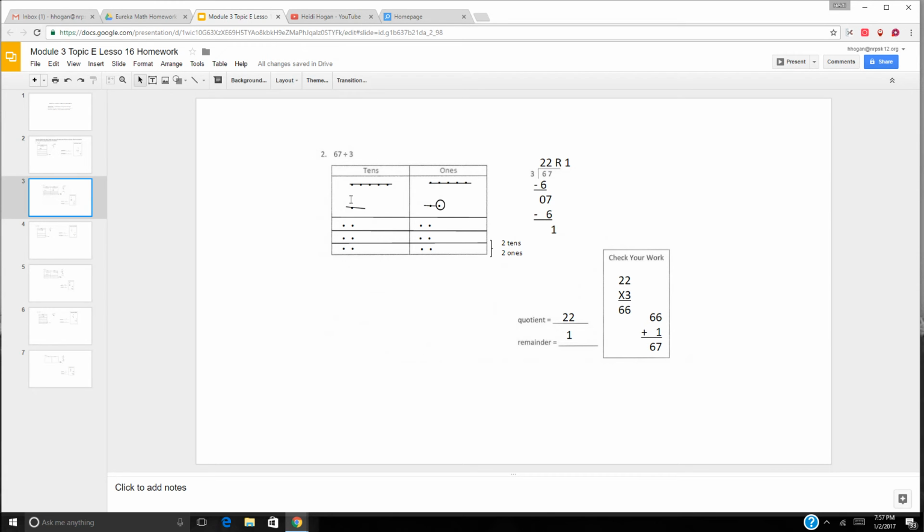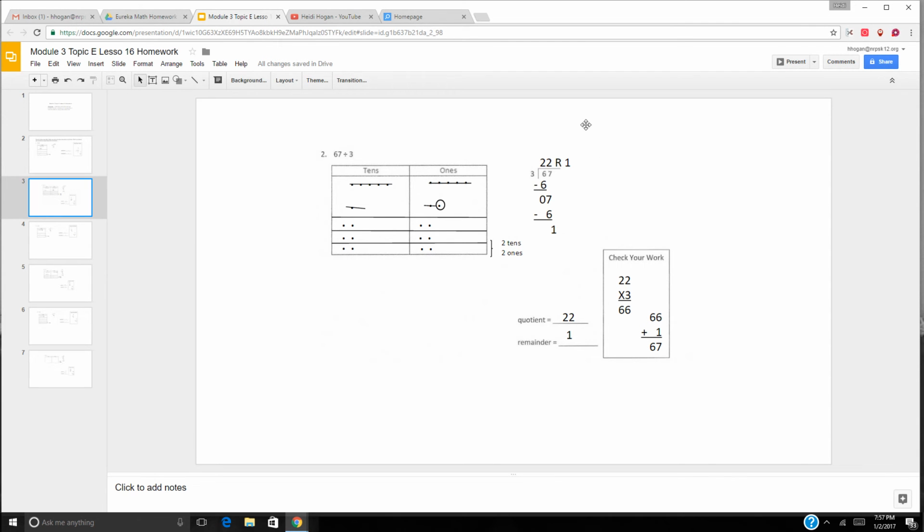Okay, 67 divided by 3. 1, 2, 3, 4, 5, 6. 1, 2, 3, 4, 5, 6, 7. So 67. And then we deal it like cards. We're dividing it into 3 groups. 1, 2, 3, 4, 5, 6. Oh, we used all of them. And then 1, 2, 3, 4, 5, 6. Oh, we have 1 left. So in each of the sections, we have 2 tens and 2 ones. So that means 22. And we have 1 remainder.